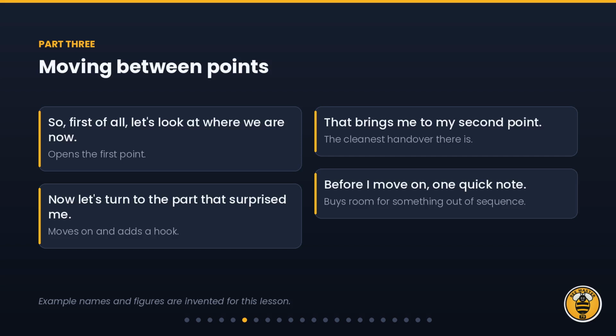Now the joins. These are the phrases that stop a talk turning into a list. So, first of all, let's look at where we are now. That brings me to my second point. Now let's turn to the part that surprised me. And when something falls outside your plan, before I move on, 1 quick note.